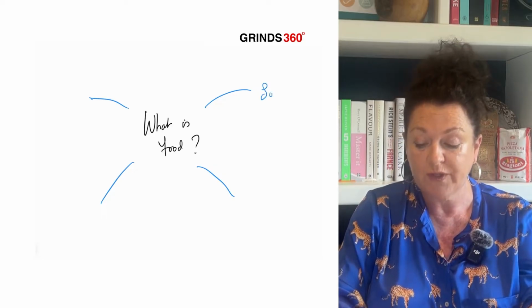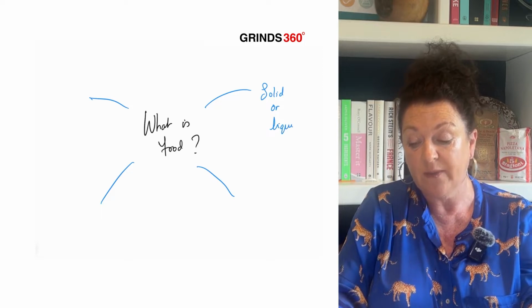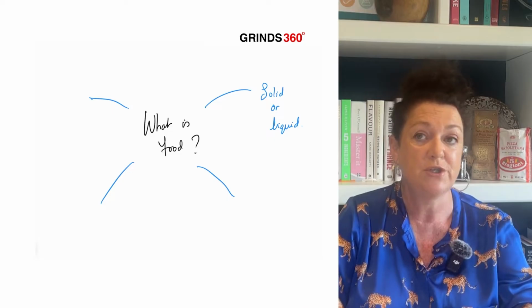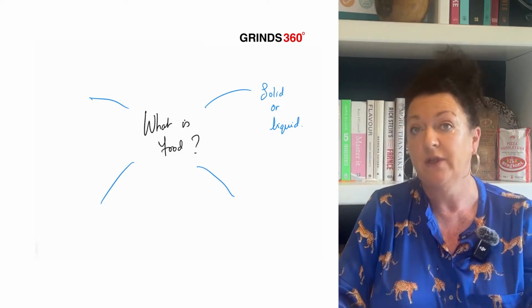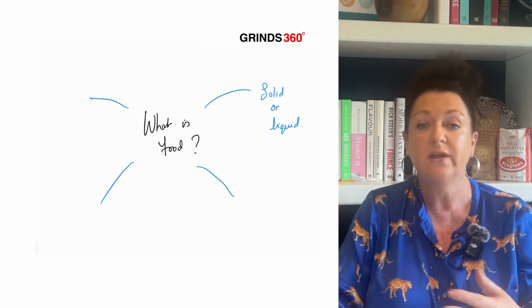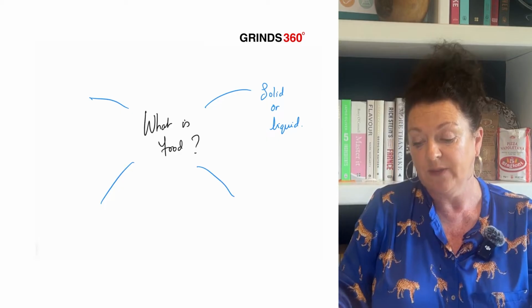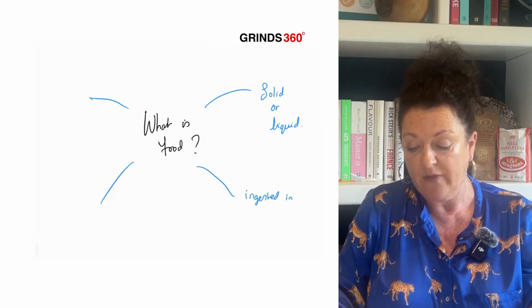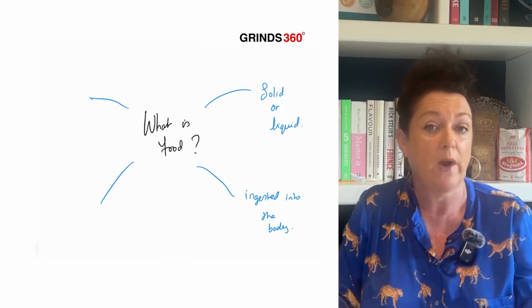First and foremost, people describe it as any solid or liquid substance. So think of things like solid fish, solid cheese, meat, and then liquid, for example: we have soups, we have smoothies, and of course we can't forget milk. This solid or liquid substance is then ingested into the body. So we consume it. But why?